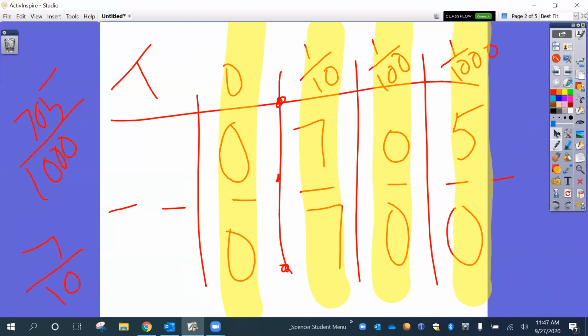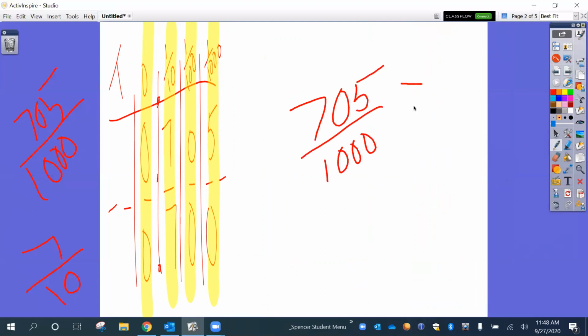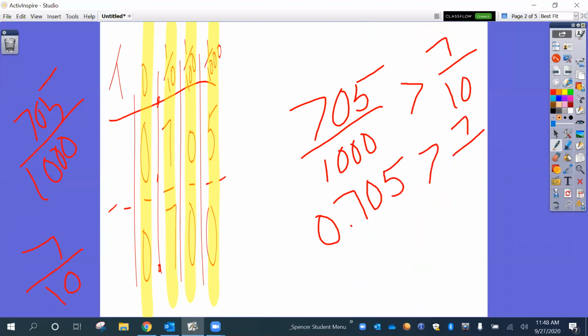So let me just make this smaller real quick. Oh, I can't see it. Just going to squish it like that for a second. And we know that, let's write this down as a fraction. 705 thousandths is greater than 7/10. Now let's also write it as a decimal, and we can just pull that out of our place value chart. So 0.705 is greater than 0.7. Whoops, I almost wrote that as a fraction. So 705 thousandths is greater than 7/10.